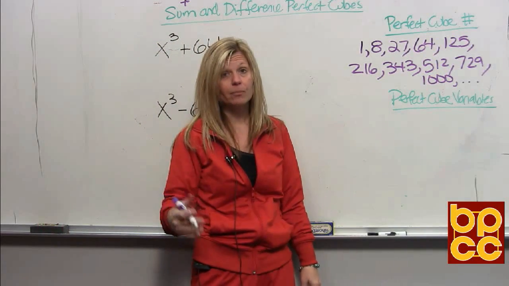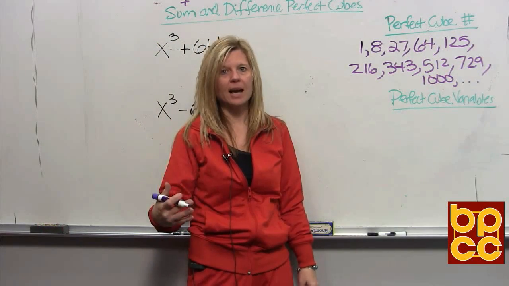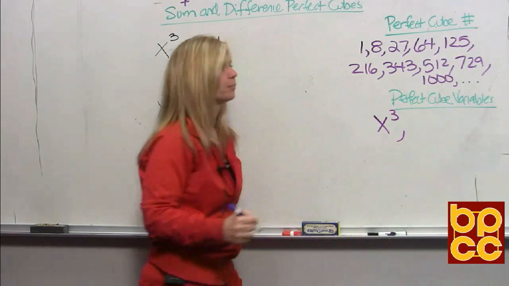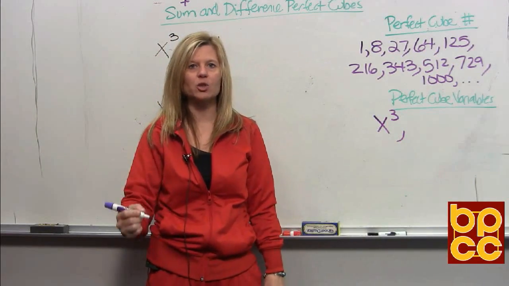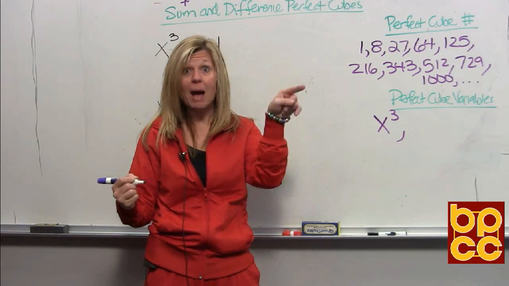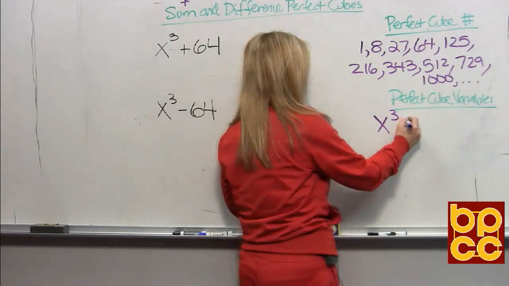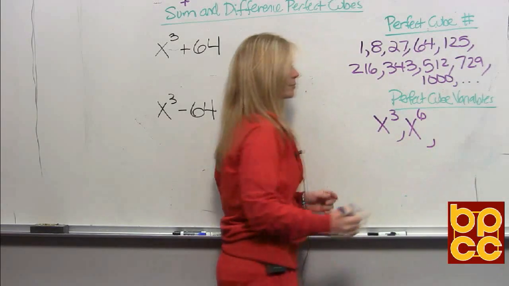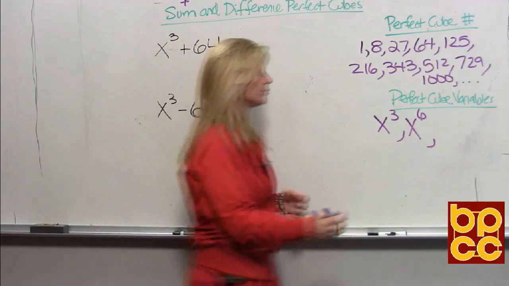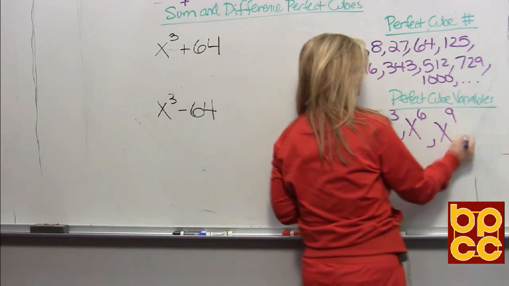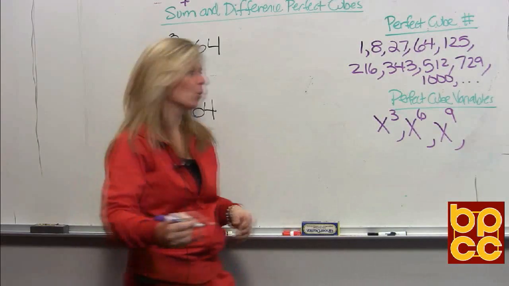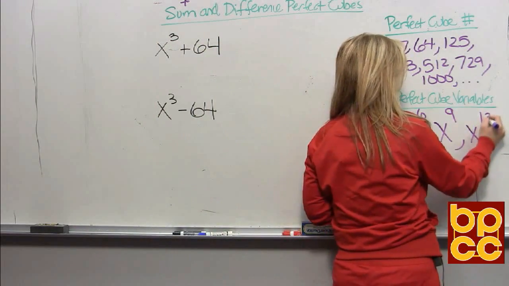So we're going to make a list. X times X times X is X cubed. That's a perfect cube. X squared times X squared times X squared. Remember, when you multiply, you add the exponents. So that would be X to the 6th. X cubed times X cubed times X cubed is X to the 9th. X to the 4th times X to the 4th times X to the 4th is X to the 12th.